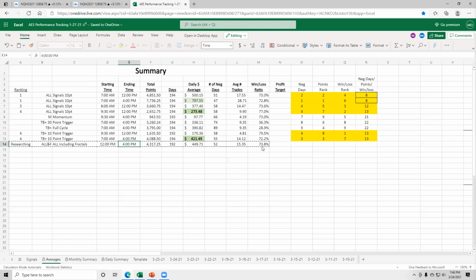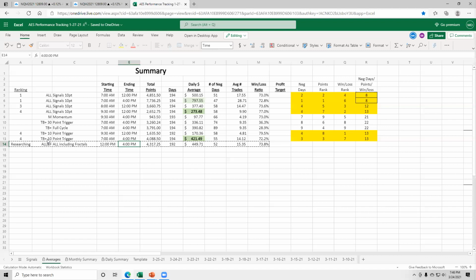Kevin's asking about the trend, the TB plus point trigger. Is that using a trigger set at 10 points or a simple stop at 10 points? So if you're talking about the TB plus 10 point trigger, that's in column B. That has the 9:30 to noon and the 7 to 4. That's our trend bias and continuation trades, exactly how we trade them in the live trading room, where when they get above 5 points, we lock in 5 points. If they come back and take us out, it's 5 points. If they continue on to 10, it's 10 points.